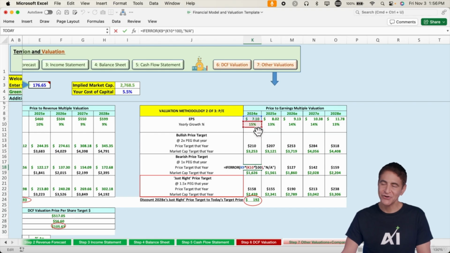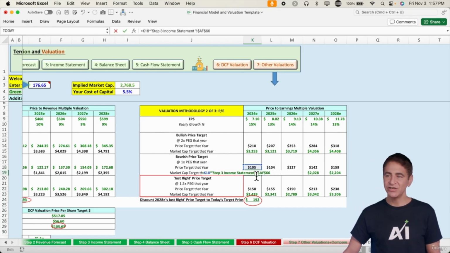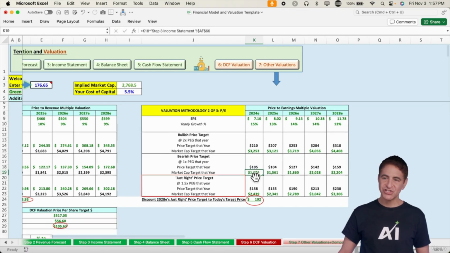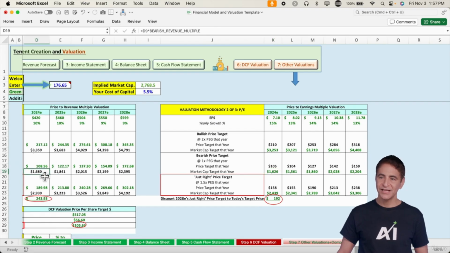15% times 100 to make it 115. And that is going to be the price target that year. Okay, so that's going to be based on a P/E of 15 times. This will be a P/E of 13 times here as well. Then I take the market cap. Now the market cap, we know, is just the price target times the number of shares. And it's the same number of shares we used over here as well.